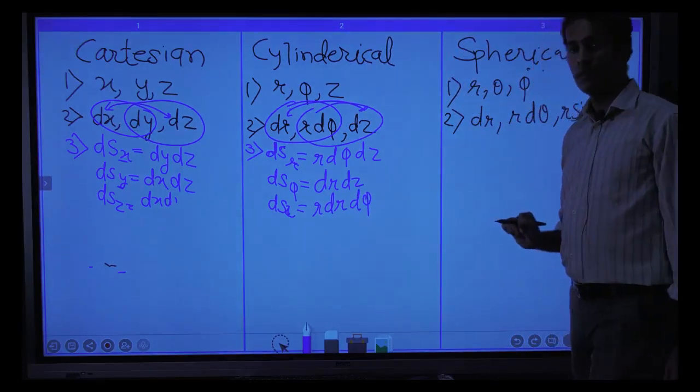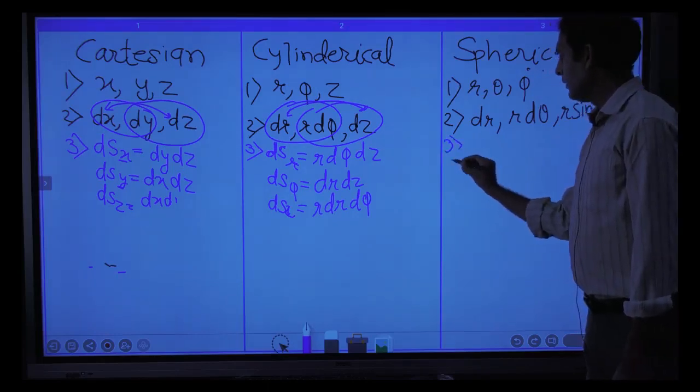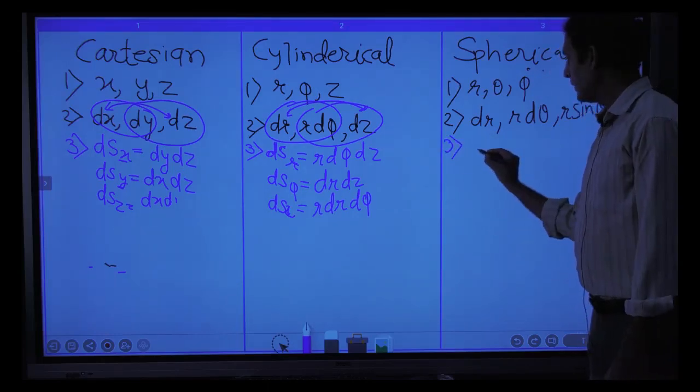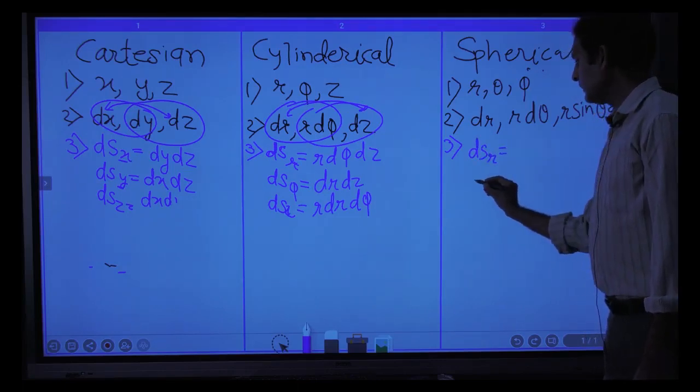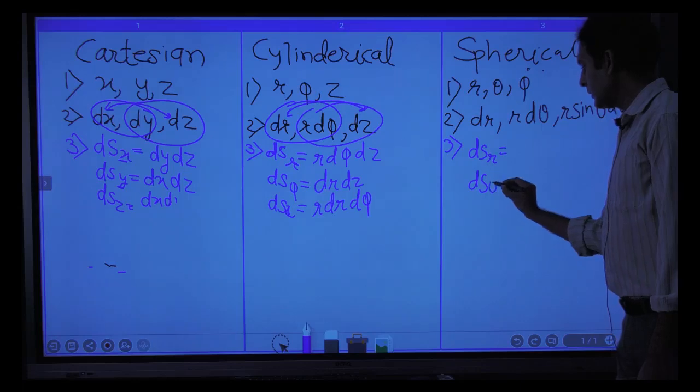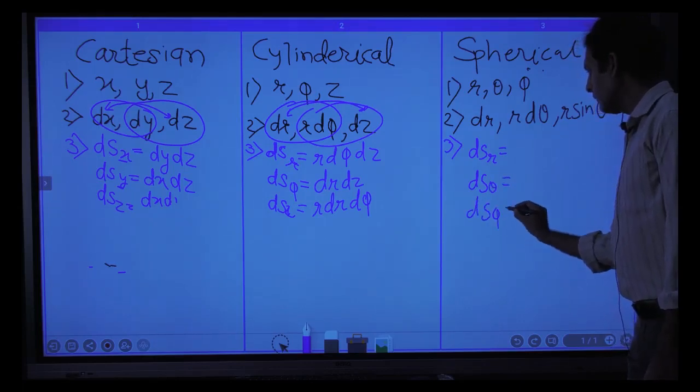Now here we have to give more focus on spherical. With the same logic, we will find out three differential surfaces. This time we have dsr, then ds theta, and then ds phi.